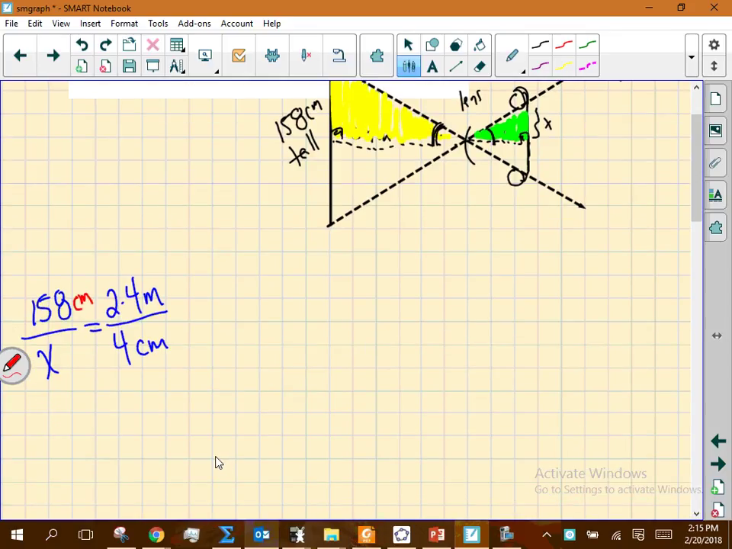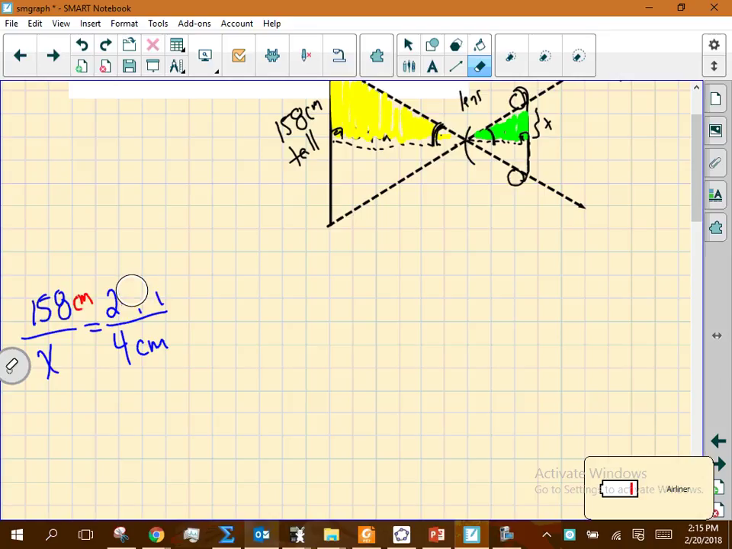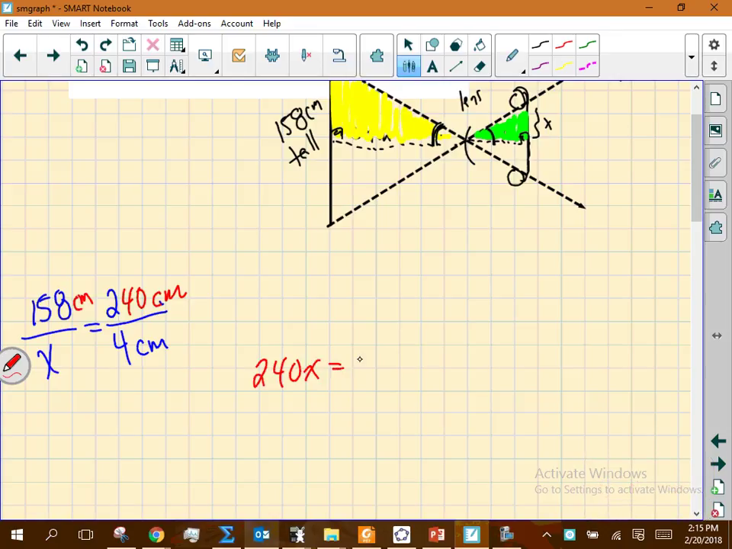Yeah. So I've got 2.4 meters. How many centimeters are there in a meter? 100. So I've got 2.4 100s, right? Is that another way of saying 240? All right, so we've got 240 centimeters. Now I can cross multiply and get 240x is equal to whatever 158 times 4 is. And then my answer will be in the units of centimeters.